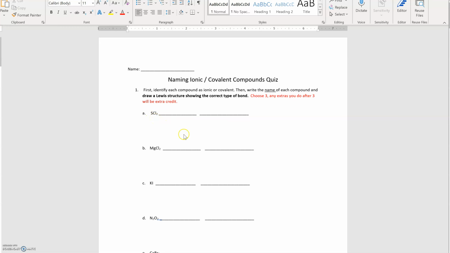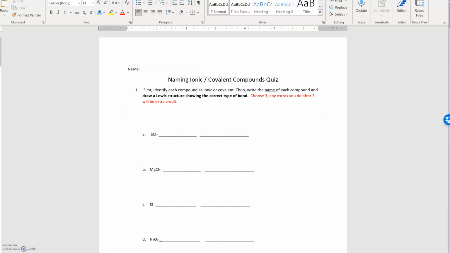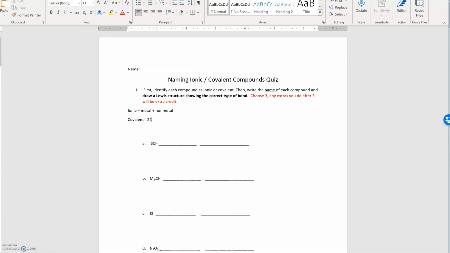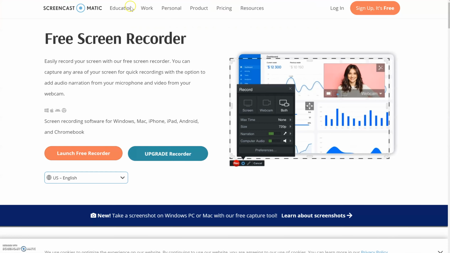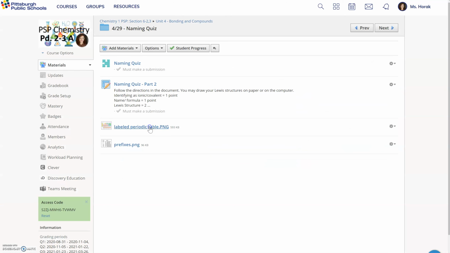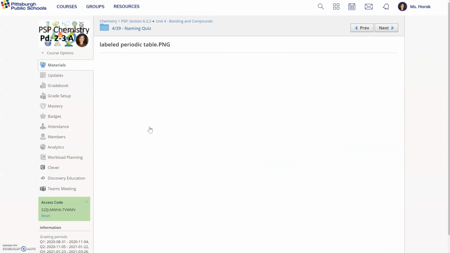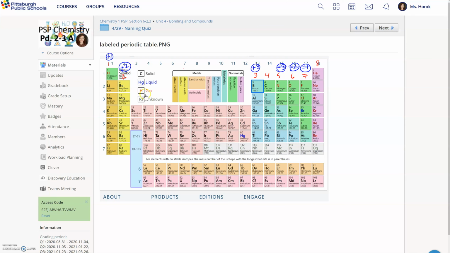In order to do that, I'll just type a little note here. If it's ionic, it's a metal and a nonmetal, and if it's covalent, it's two nonmetals. If we look at the periodic table, I'm going to use this one that I labeled for you guys that's in the folder for this quiz. The metals are everything to the left of this little staircase here, and the nonmetals are this little green triangle and hydrogen too, because it's green.